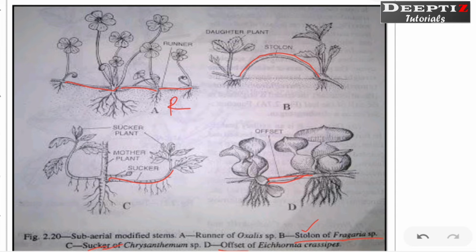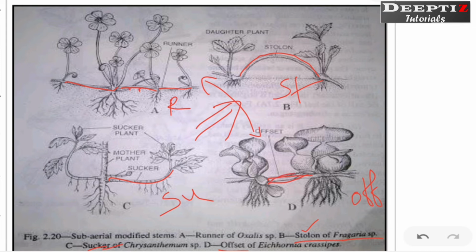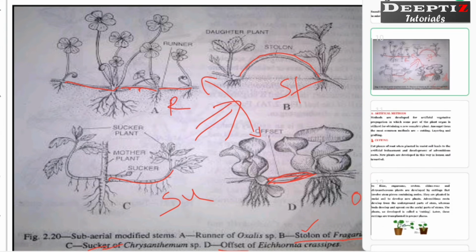So please combine your definition with this image, which is very important. Runners, stolon, suckers and offset. These two are almost the same, but one is on the land, one is in the water. This one is with multiple nodes and internodes, and here it is a swollen one. Hope this is clear.